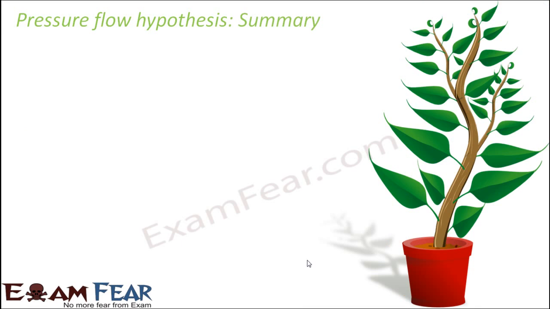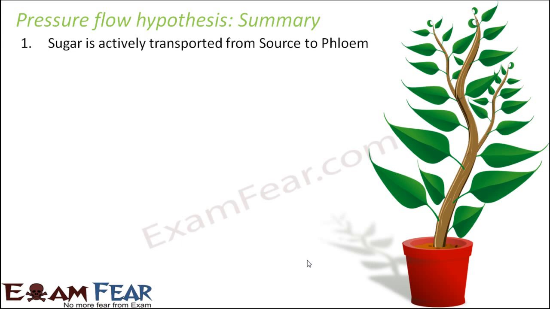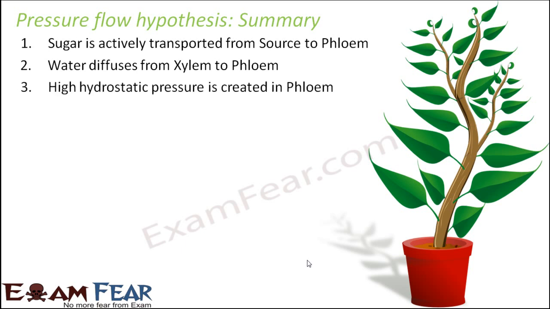Now let us have a quick summary of whatever we have discussed in the pressure flow hypothesis. The first step is that sugar is actively transported from the source to the phloem. So this is how the sugar enters the phloem tube. Since the concentration of sugar is increasing, the water potential in the phloem tube will reduce. Therefore, water will diffuse from xylem to phloem, because water moves from high potential to low potential. Once water enters the phloem tube, you have sugar plus water, that is the sugar solution. Since so much water entered the phloem tube, it will create a high hydrostatic pressure.